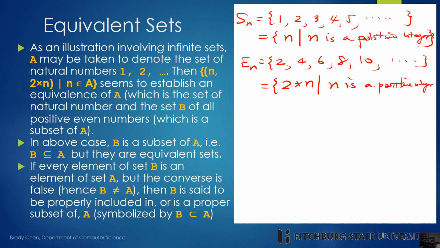So it's a positive even number, and it could be 2, 4, 6, 8, depending on the value of n. Now we can build a third set, which contains n and 2 times n, so we pair n with 2n, where n is a positive integer.